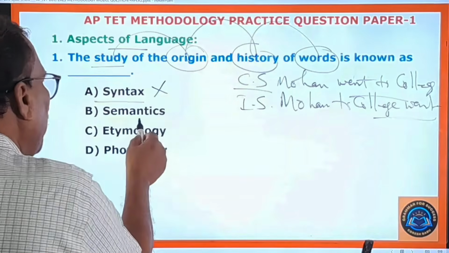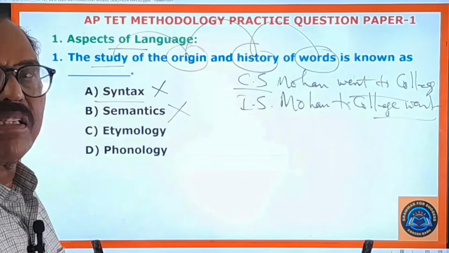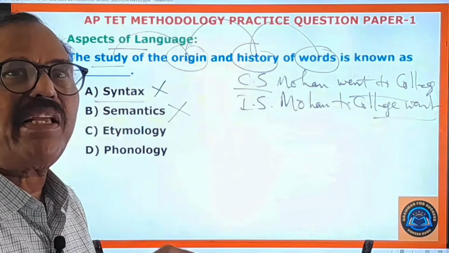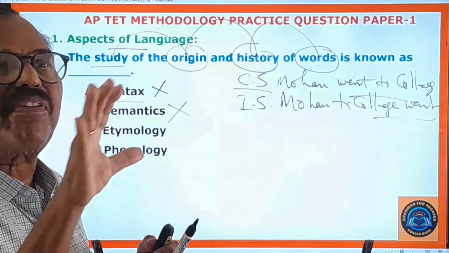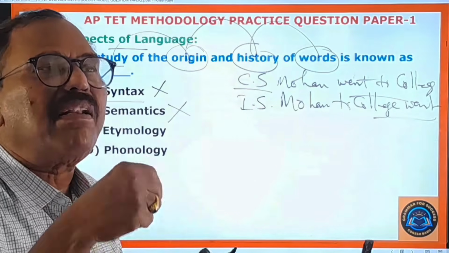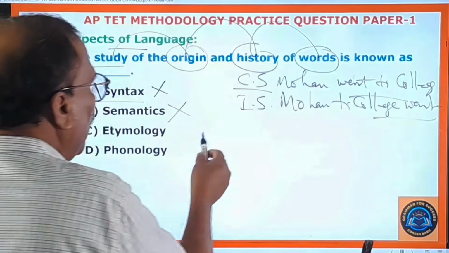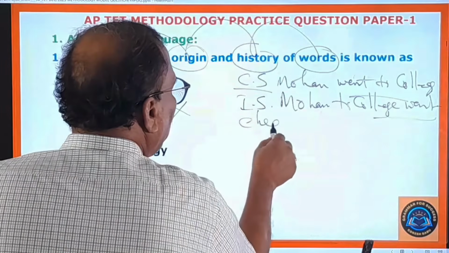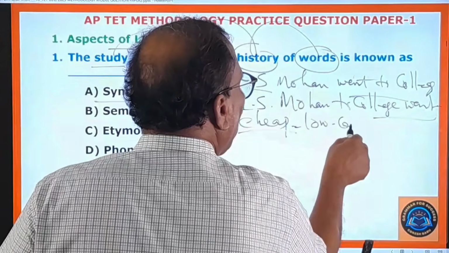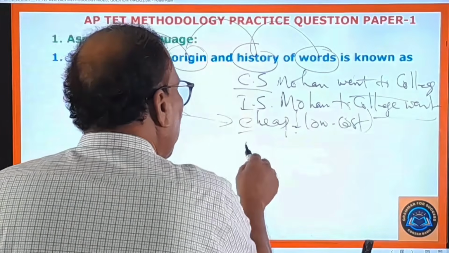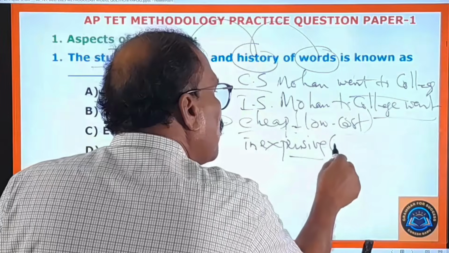And here semantics, this is also not the right one, because semantics is nothing but the study of meaning in language. It focuses on what words, phrases, sentences mean literally and also figuratively. For example, let me give you one word. Cheap is there. Cheap means, you know very well, low cost. Another word is also there. Inexpensive is there. It also means low cost.